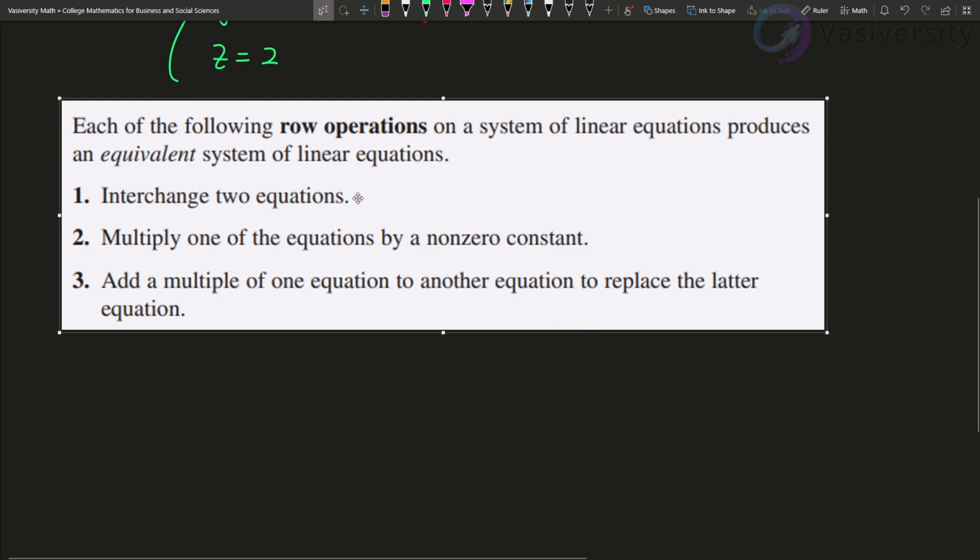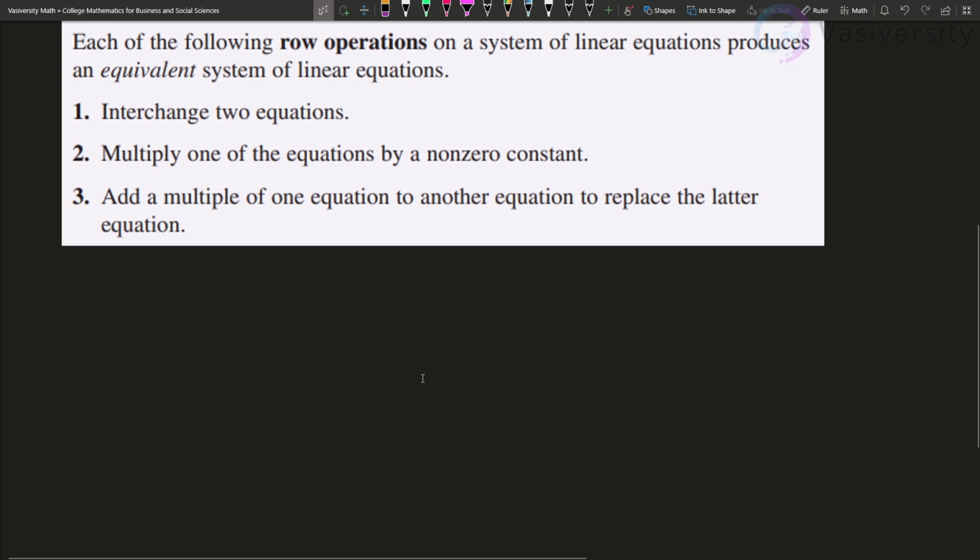So what can we do when we have two equations? We can interchange the two equations. We can multiply one equation by a non-zero constant, and we have to multiply both sides, left and right. And we can add a multiple of one equation to another equation to replace the latter equation. Essentially, if we have equations 1 and 2, I can multiply equation 1 by a number, then add it to equation 2, and replace equation 2. We're going to do that in the example.